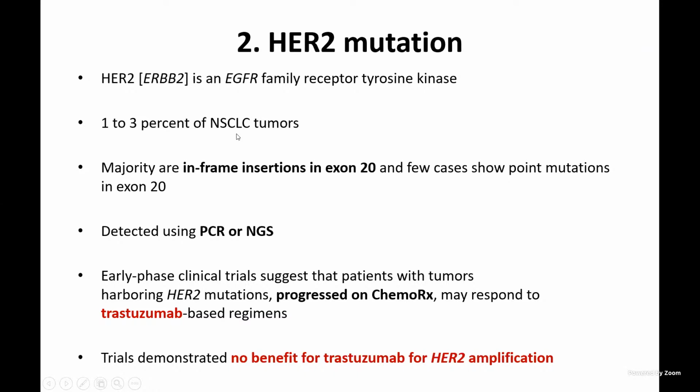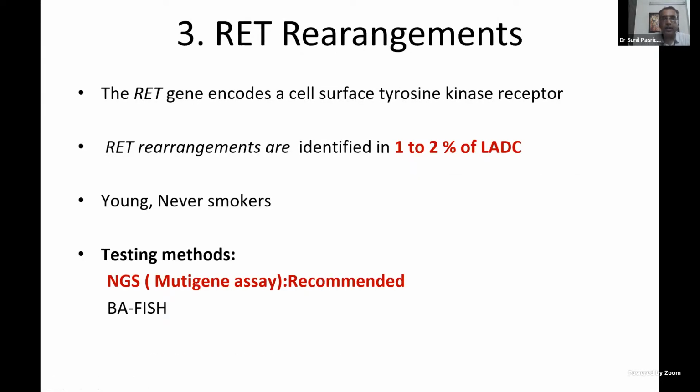So HER2 again, it's seen in 1 to 3%. The majority are in-frame insertions in exon 20. And early phase clinical trials suggest that patients with tumors harboring these mutations who progressed on chemotherapy may respond to a trastuzumab-based regimen. However, there is no benefit of trastuzumab for HER2 amplification. The RET has already been covered.